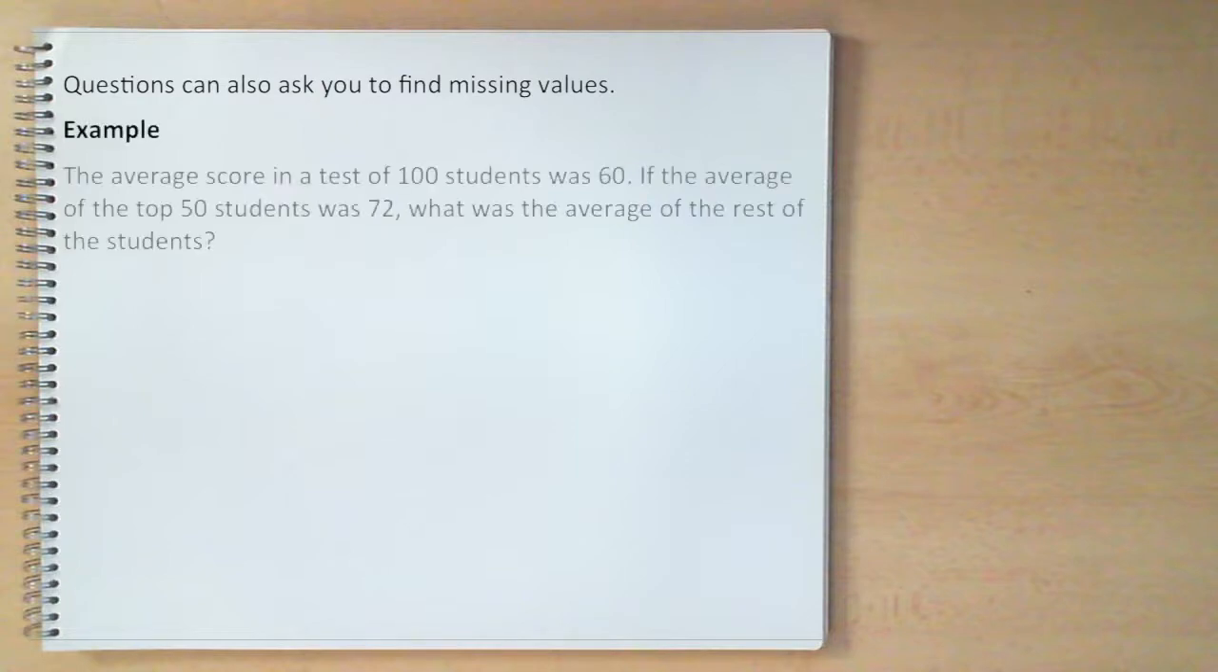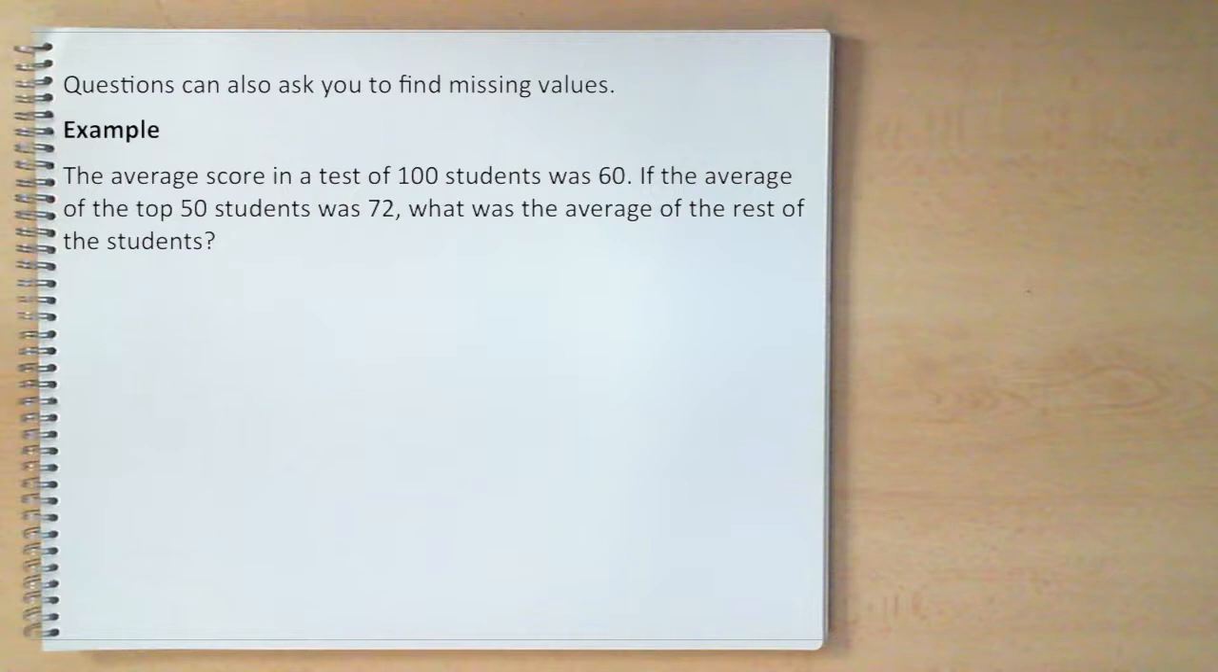Questions may also be looking to get you to find missing values, information that's not in the question. So here's an example. The average score in a test of 100 students was 60. So that's the overall average, the mean. If the mean of the top 50 students was 72, what was the mean of the rest of the students? Notice here I'm freely interchanging the word mean with average. In common usage, the word average is often used instead of the mathematical word mean.